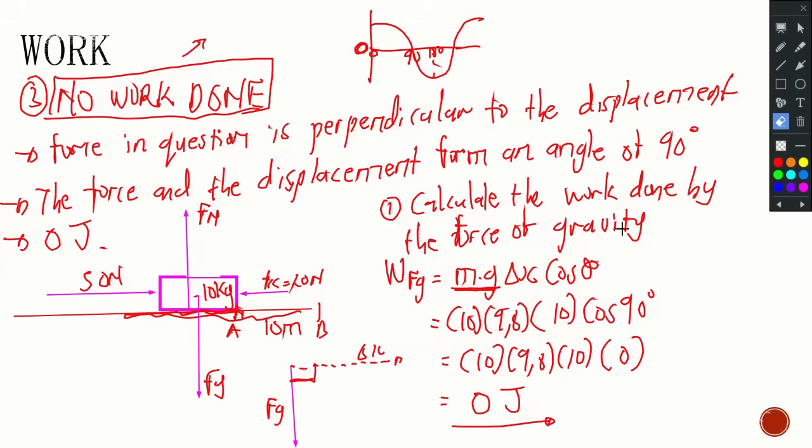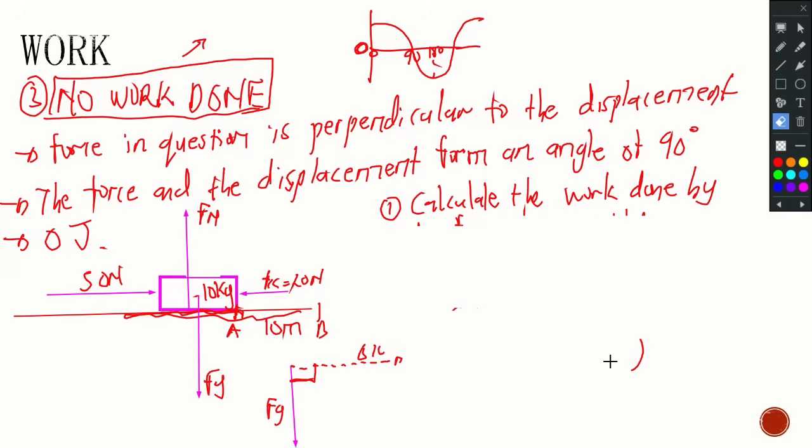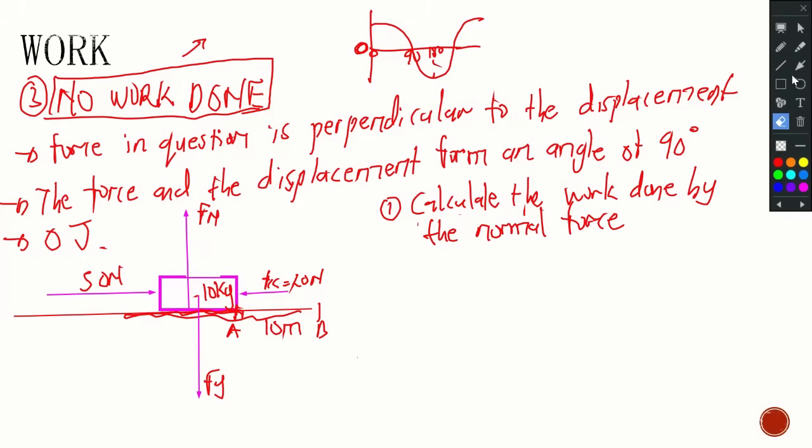So again, if we are to calculate the work done by the normal force, so let's say now, calculate the work done by the normal force. So again, if we are to draw a vector diagram showing that, we will say our normal force is going up there. So our normal force is going up like that. Then our displacement is still moving horizontally like that. So this is our displacement. This is our normal force.